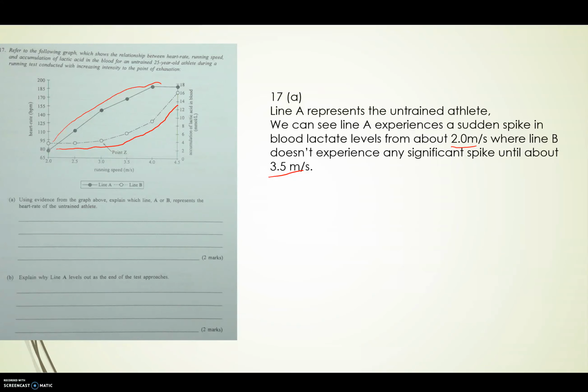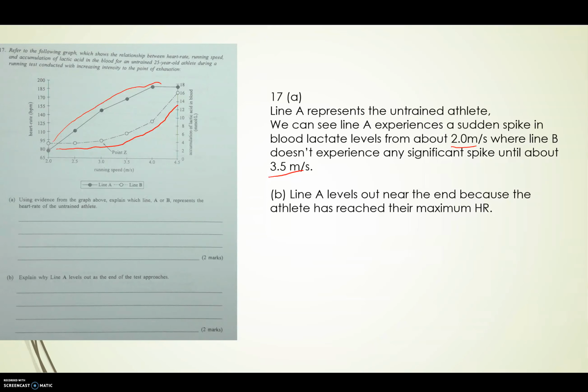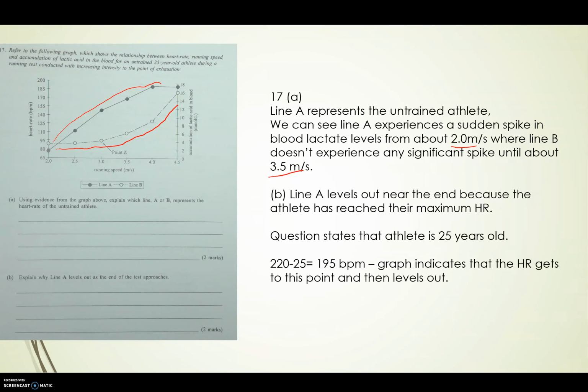Explain why line A levels out at the end as the end of the test approaches. So I'll say line A levels out near the end because the athlete potentially has reached their maximum heart rate. How do I pick that? The question states the athlete's 25 years old. 220 minus 25 equals 195 BPM. The graph indicates that the heart rate gets to this point then levels out. It could also be that the athlete's actually finished. So they didn't get past that point. That's another way, but for 2 marks, that's enough.